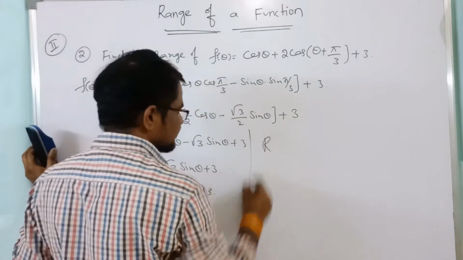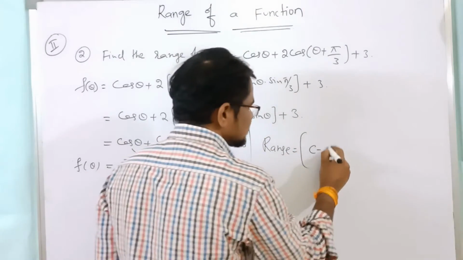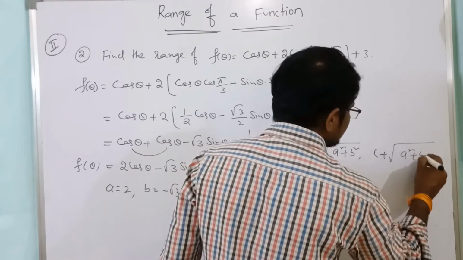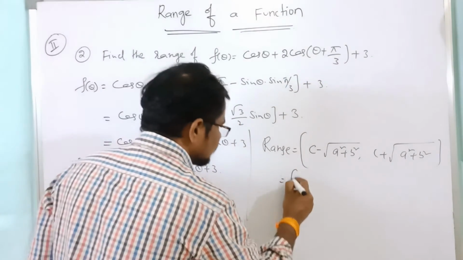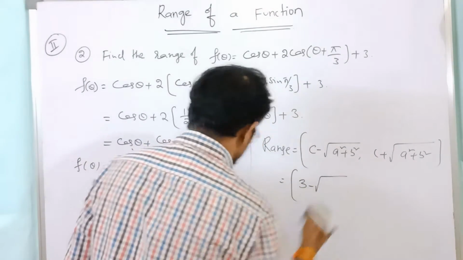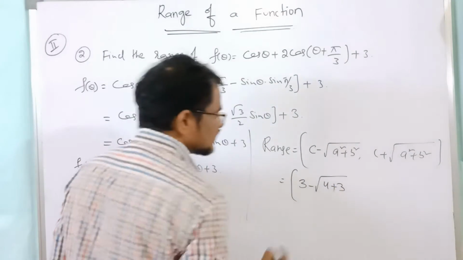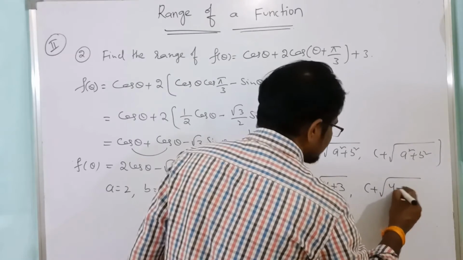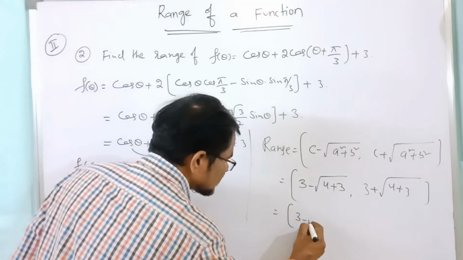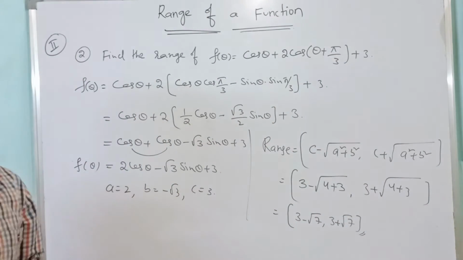Now what about the range? The range of the given function is c minus root of a square plus b square and c plus root of a square plus b square. C is 3. So 3 minus root of a square plus b square, that is 4 plus root 3 whole square, which is 3, so 3 minus root 7, and c plus root of 4 plus 3, c is here 3. Now that is equal to 3 minus root 7, 3 plus root 7. So this is the range of the given function.